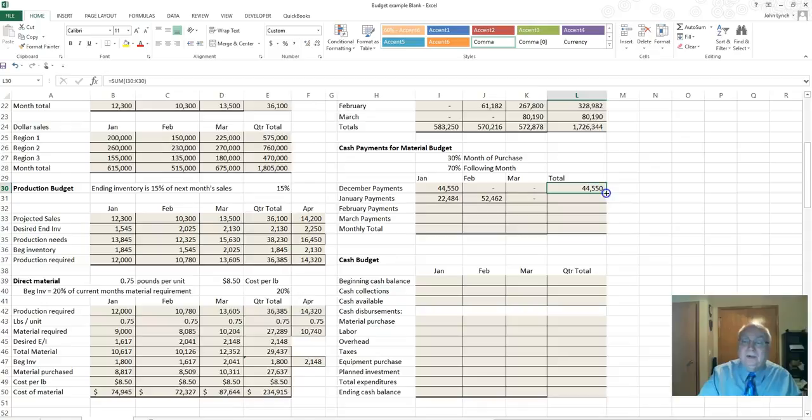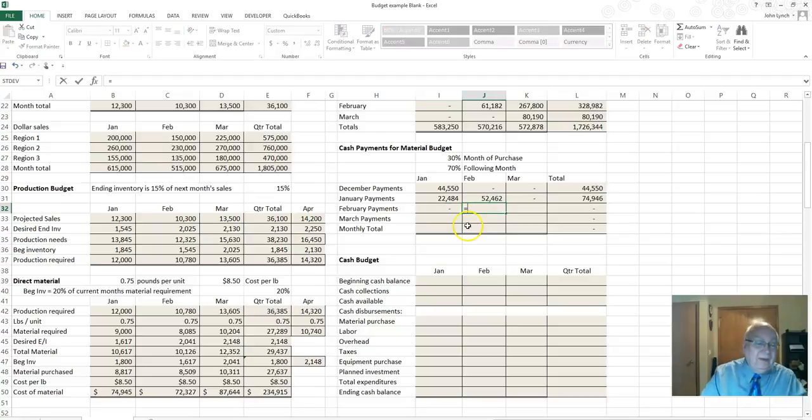Okay. So let's bring our totals down like we did before. So we have everything totaled up already. Then we're doing February payments. Sorry. January, you don't pay anything. For February, month of the sale. Forgot my round function again. Okay, February is the month of the sale. That's at 30%.